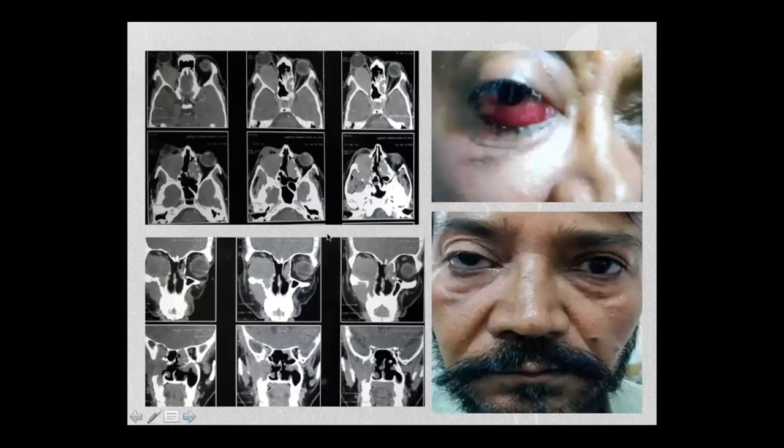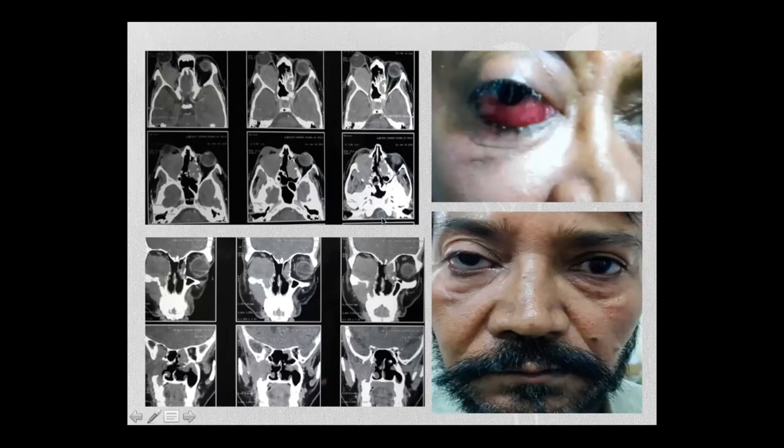Then comes some cases which may stump you. So here we can see there is a lot of skin involvement. So what we are now following is that we do FNAC as an investigation before taking a biopsy.